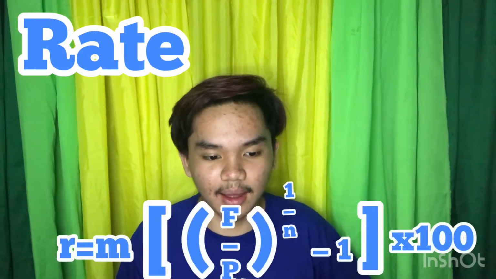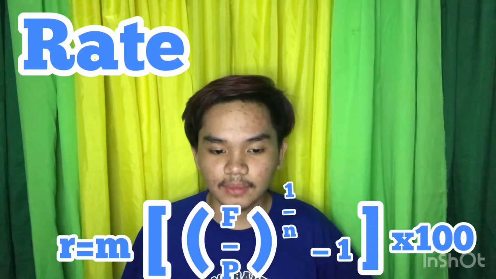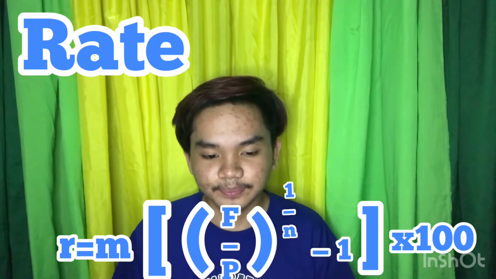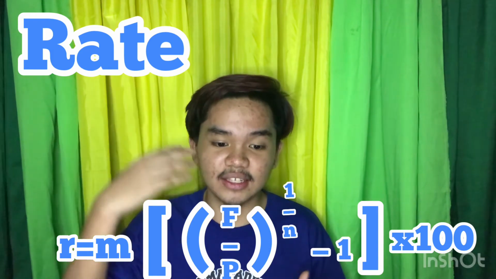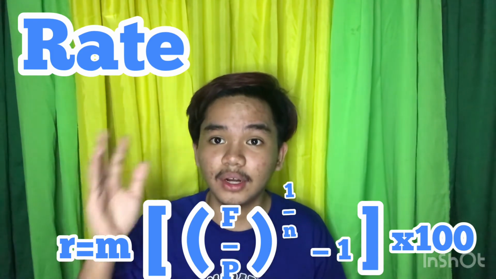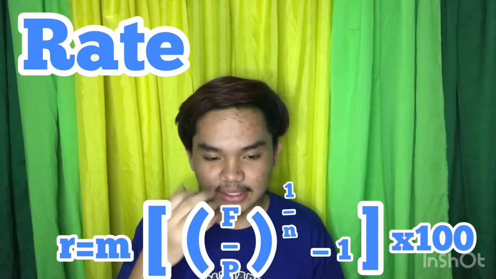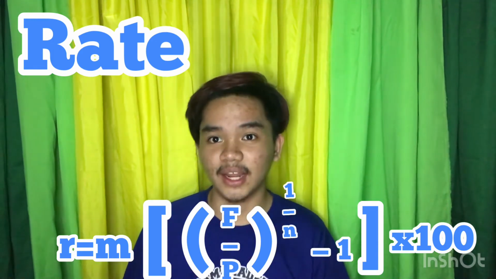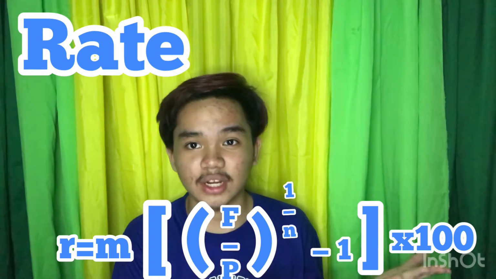And then, for computing for rate, R is equals to M. Tapos, multiply natin siya sa final amount over principal, bago i-erase natin yon sa 1 over N natin. Which is, i-minus uli natin sa 1. Tapos, multiply pa natin sa 100. So, para hindi magulo, ito yung itsura niya.